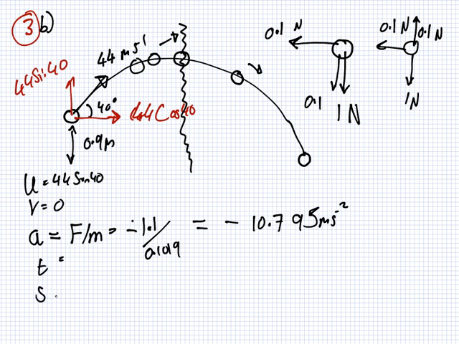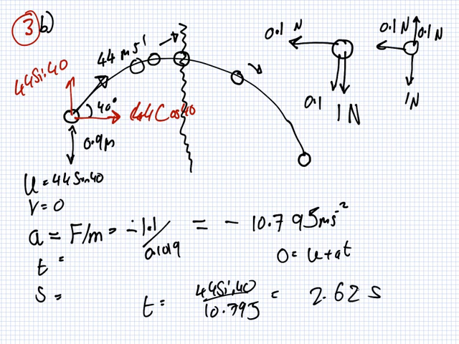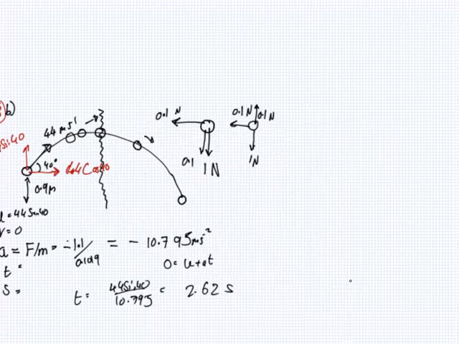And we would like the T. So what's the T here? How can we get that? Just V equals U plus AT, right? So 0 equals U plus AT. So the T will just be the U, 44 sine 40, divided by that number you have on the calculator. 2.62 seconds then.